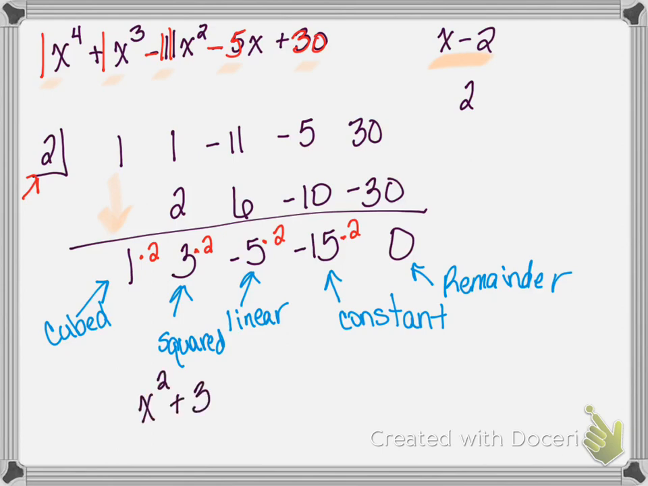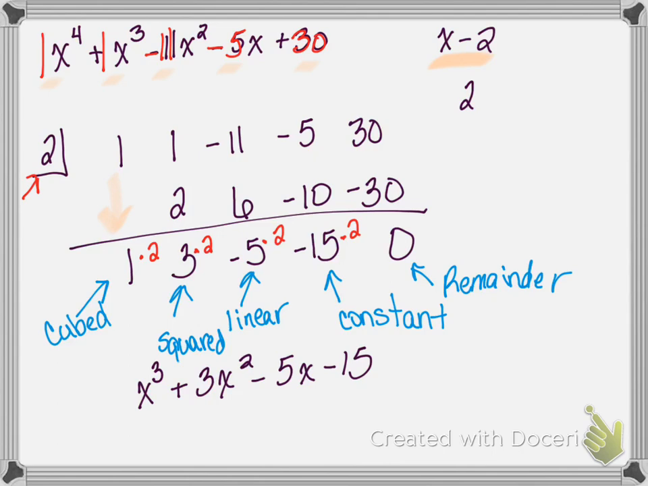plus 3x minus, let's do that again. I started with squared, but I need to start with cubed. I have x cubed plus 3x squared minus 5x minus 15. Okay? And we can actually keep going and factoring that.